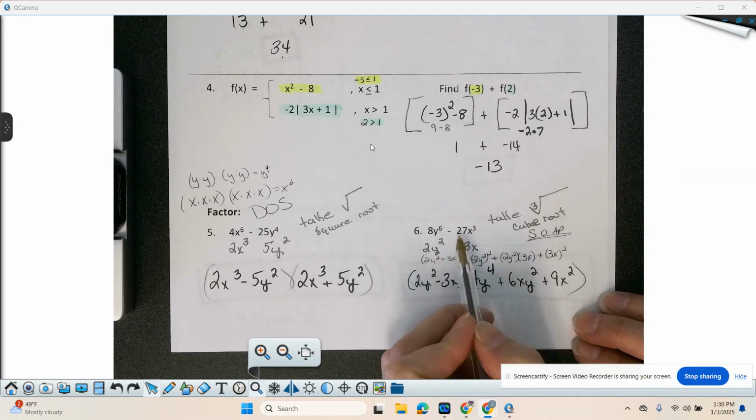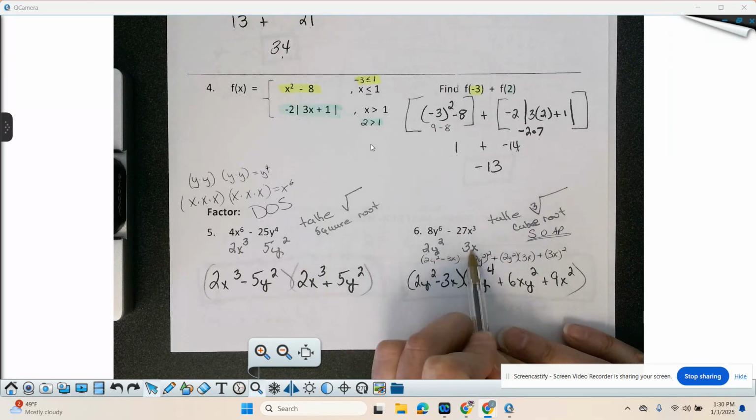The cube root of 27 is going to be 3, because 3 times 3 times 3 is 27. And the cube root of x cubed is x, because x times x times x is x cubed. This pattern says put each one of those in the first set of little parentheses that we have.